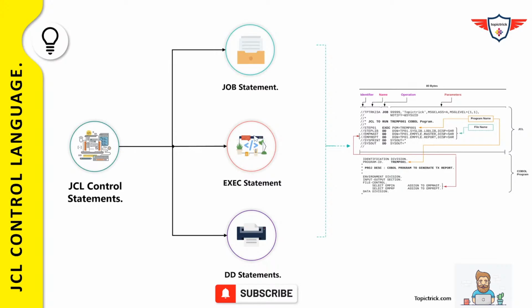Now let's try to understand what we discussed so far with the help of an example. This example will help you in connecting the dots on how exactly the different job control statements are included in a job step and how these job steps are combined to form a job. If you look at the right hand side of your screen, you have an example that illustrates how exactly the job control statements are linked to the COBOL program name or the file names, right?